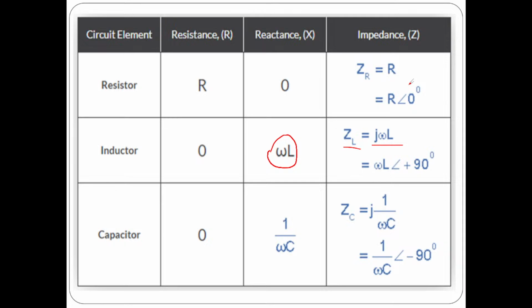If it is a capacitive circuit, what about resistance in a capacitive circuit? 0. And reactance in a capacitive circuit is 1 by omega C. So Zc is equal to 1 by j omega C, which in terms of angle is 1 by omega C at an angle of minus 90. Why minus 90? Because current is leading voltage by an angle of 90 degree. So just note down this table.